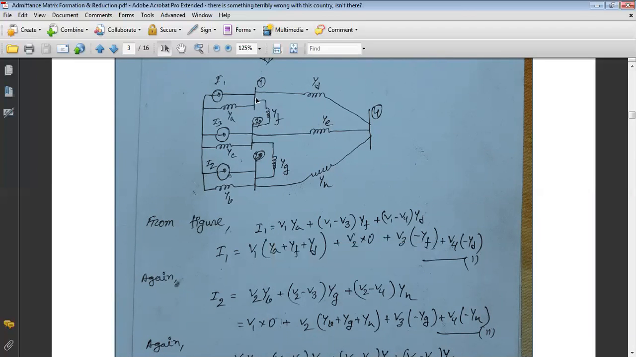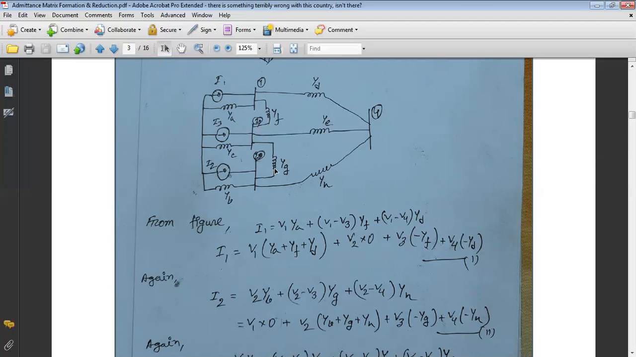There are 3 parallel branches. One is connected from bus 1 to bus 4, another is bus 1 to bus 3, and another is bus 1 to ground. So current can leave through these 3 branches. The sum of these 3 branch currents should be equal to the entering current, I1.